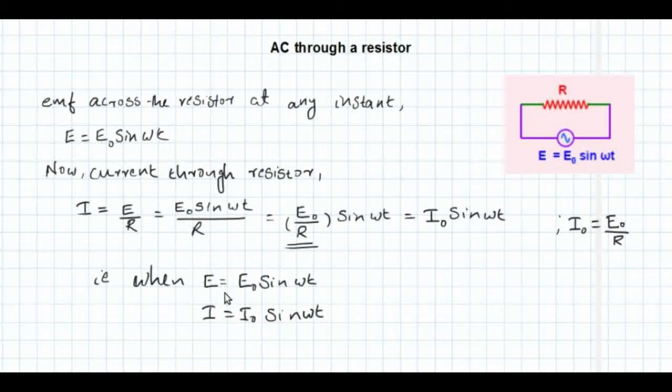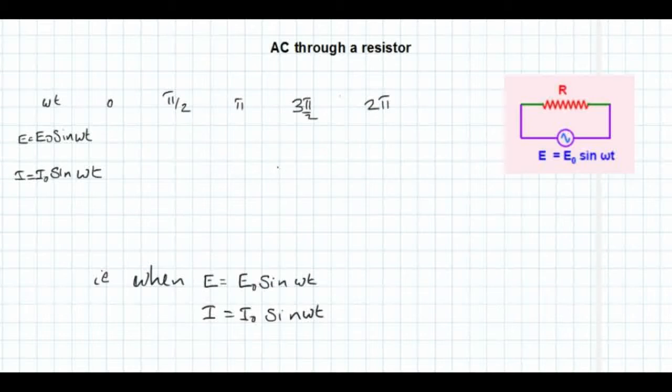Now, when E is equal to E0 sin omega t, we have seen that current I is equal to I0 sin omega t. So that is the relation between current and voltage in the case of AC through a resistor. Both current and voltage are functions of sine. Okay. Now we can see how this EMF and current vary with omega t.